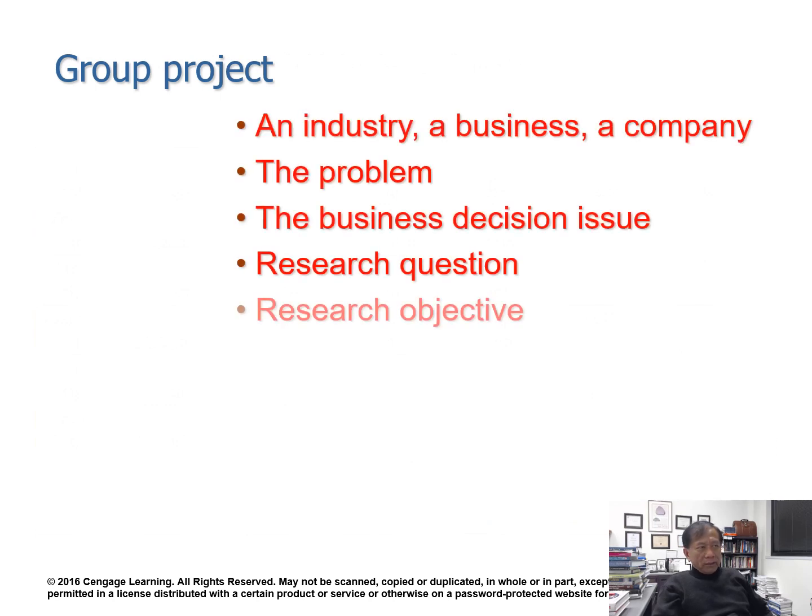Finally, again, on the group project, what do I need you to do? Find an industry, a business, a company, and try to identify some problem. Try to identify a business decision issue. You need to make a business decision, but you're not sure how to do that or whether to proceed. Then you need to do research. Then you come up with a research question, and then you can establish your research objective. The objective is to do certain things to solve that problem and answer that question.